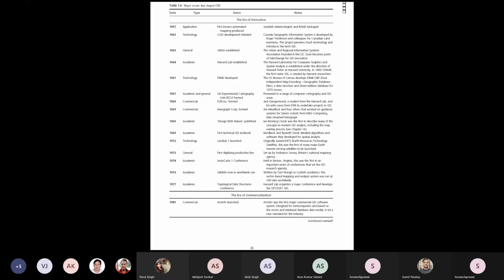1972, definitely write this down and remember it. In the year 1972, Landsat 1 was launched.